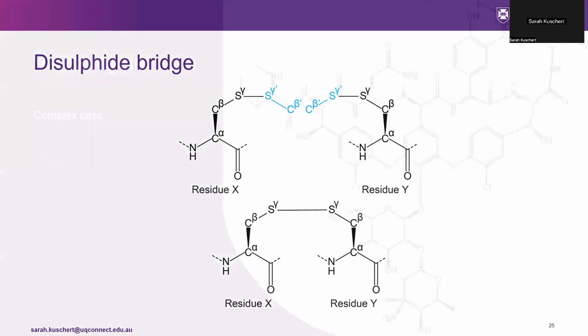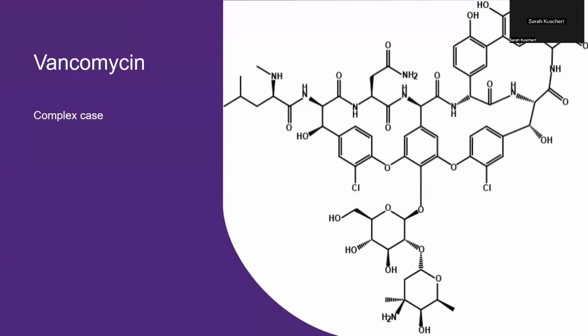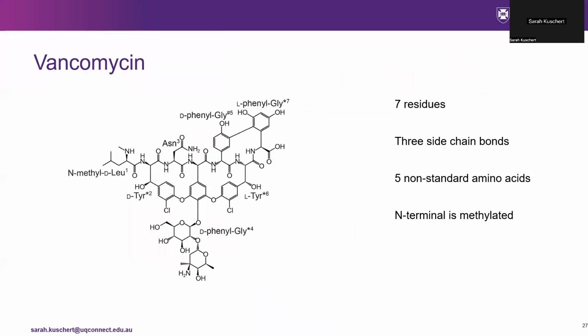So our white whale of sorts with vancomycin, we approach this as an extremely complex case. Despite only being 7 residues long, it has 3 side chain to side chain bonds between residues 2 and 4, 4 and 6, and 5 and 7. So of its 7 residues, 5 were non-standard amino acids. It also had a methylated N-terminal. So we had to produce an N-methyl group N-terminal, as well as each of those side chain bonds.